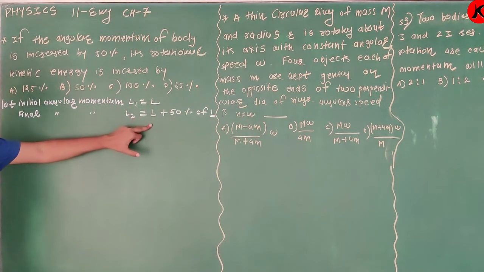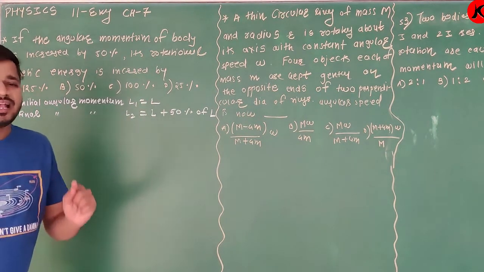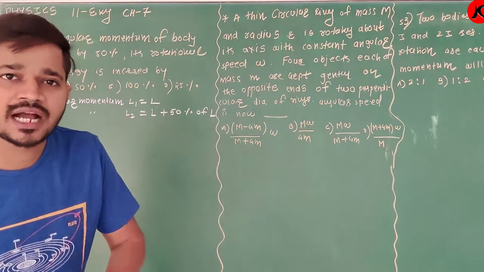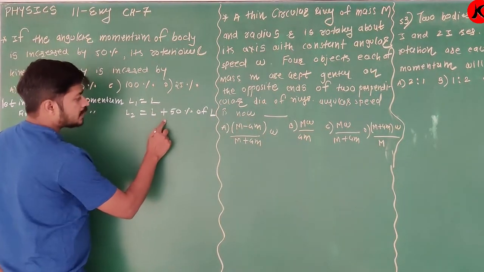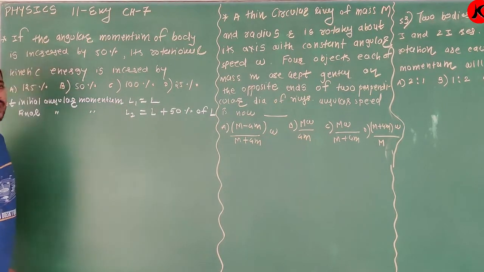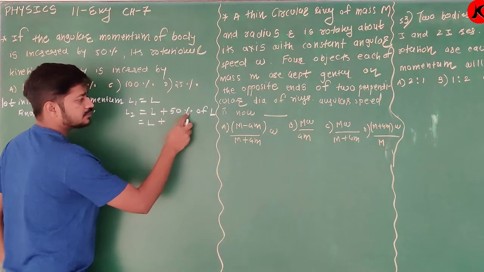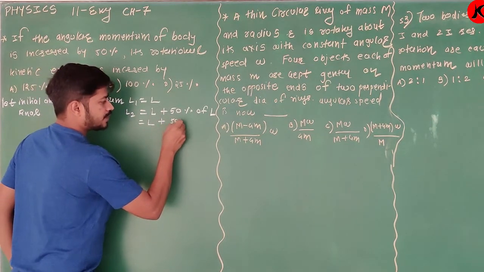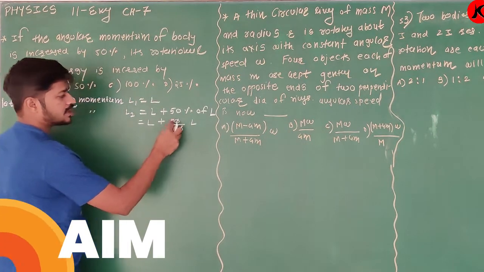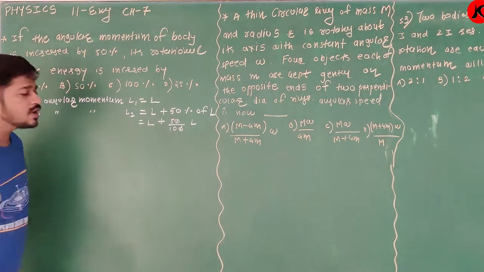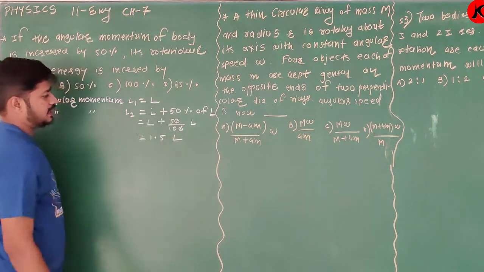You have to understand the meaning of this equation. Initially it is L, as it is increased by 50%. So L plus 50% of L. L plus 50% means 50 divided by 100, which is 0.5, plus L. So L2 is equal to 1.5 L.